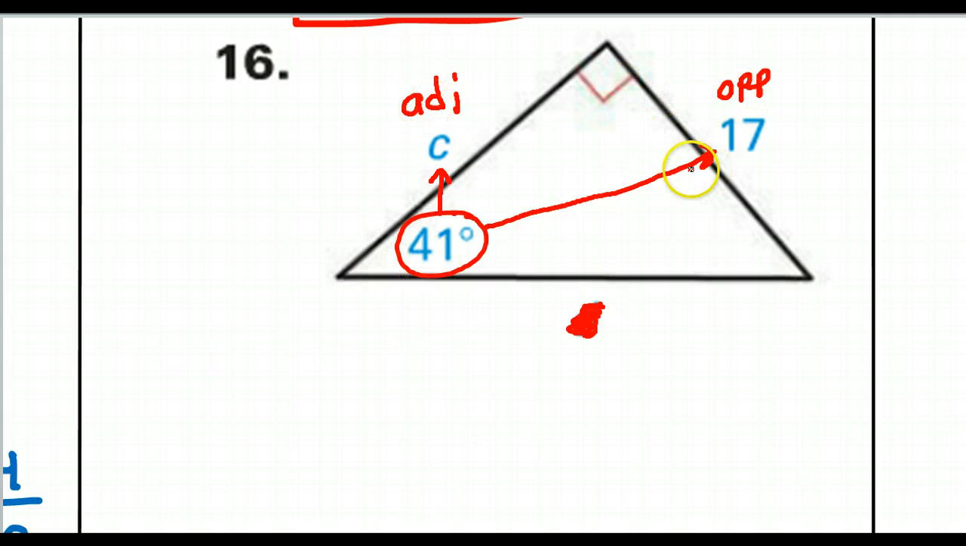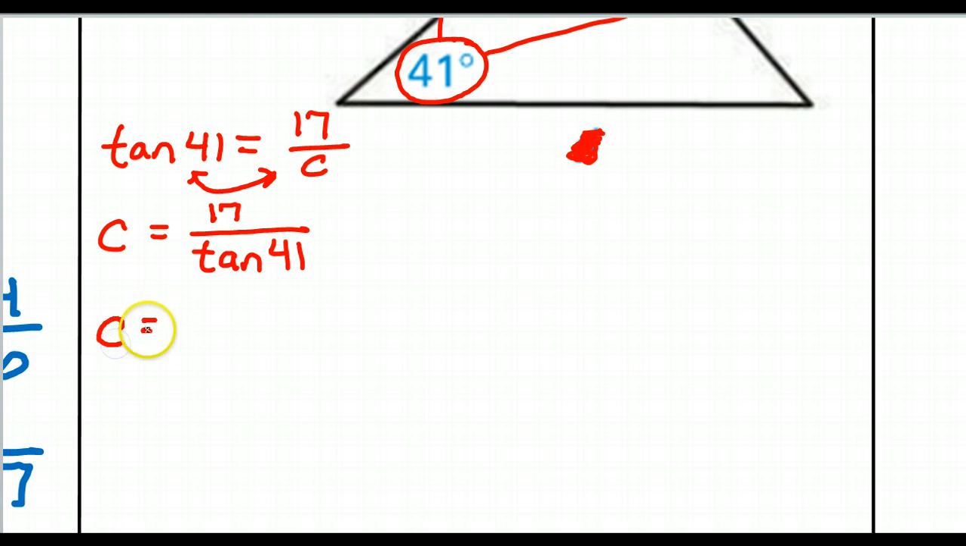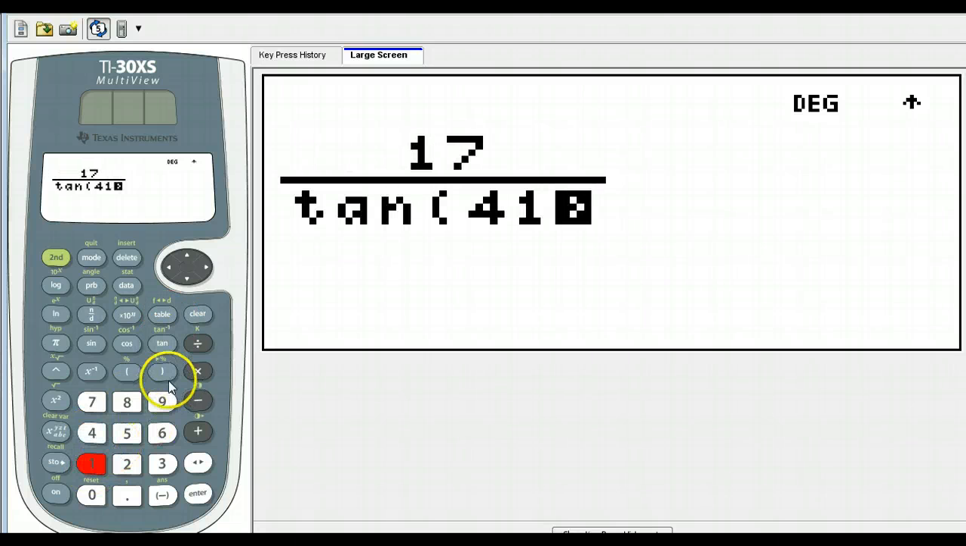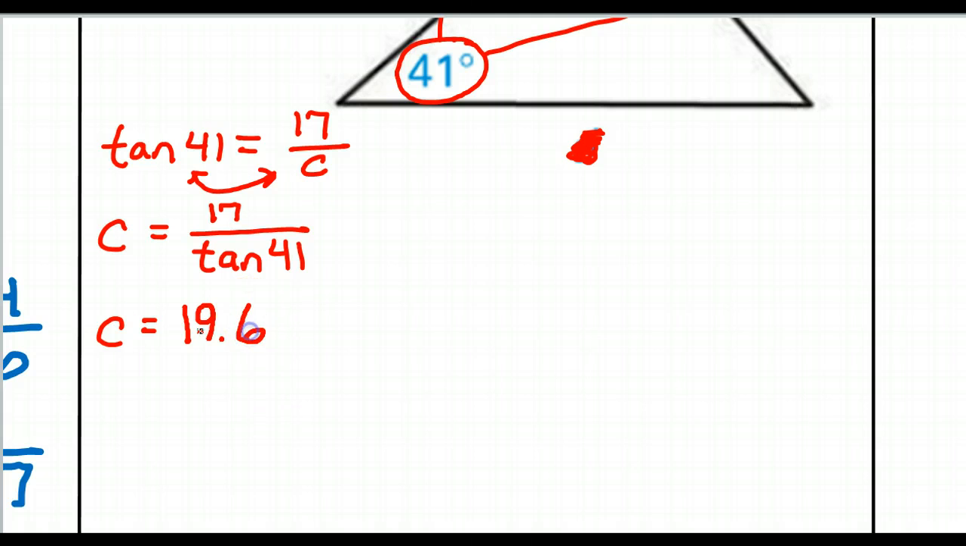So opposite, adjacent, that is the tangent function. So I will go like this. Tangent of 41 degrees should equal opposite over adjacent. So that's 17 over C. When the variable is in the denominator, that's when I reverse the denominator with the function. So this is going to become C equals 17 over tangent 41. Okay, that's something I can just put in my calculator. 17 over tangent 41. That gives me 19.6. So C is 19.6.